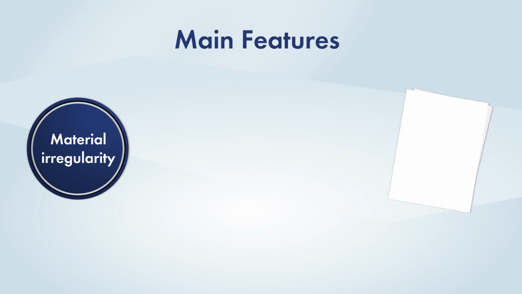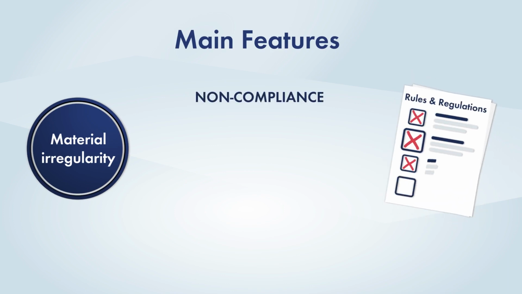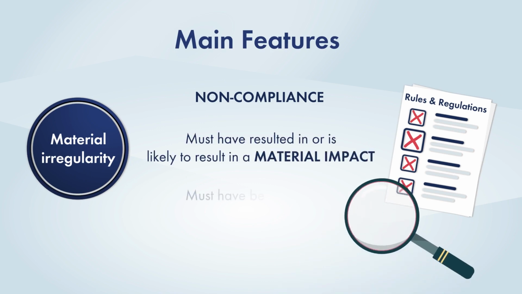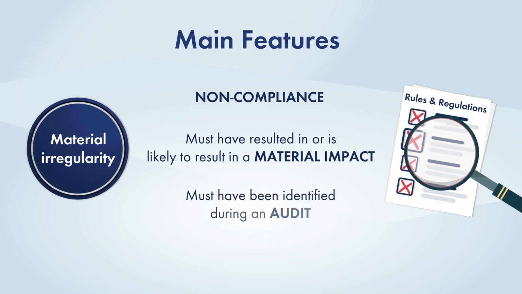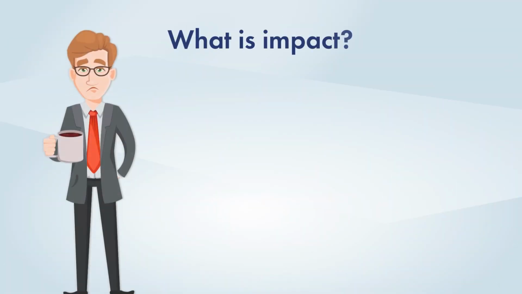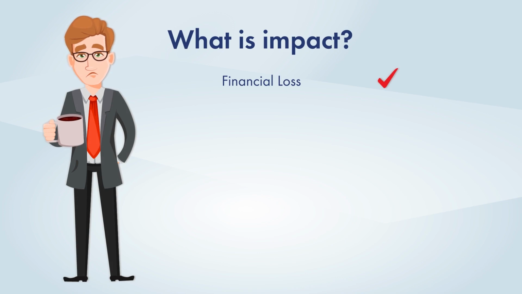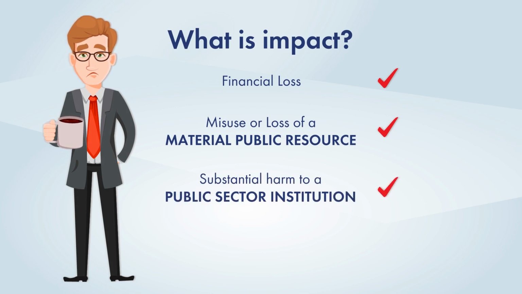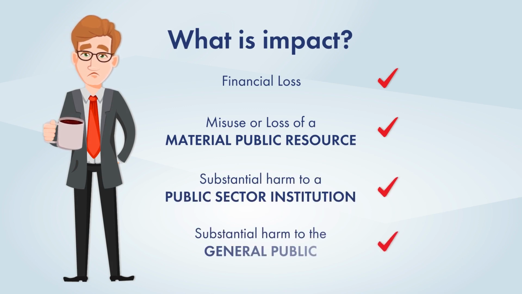For any non-compliance to be considered a material irregularity, it must have resulted in, or is likely to result in, a material impact. This must have been identified during an audit. What is impact? This is a financial loss, the misuse or loss of a material public resource, or substantial harm to a public sector institution or the general public.